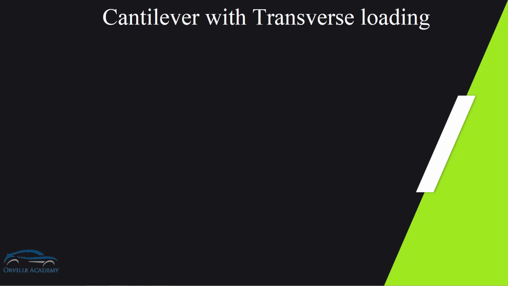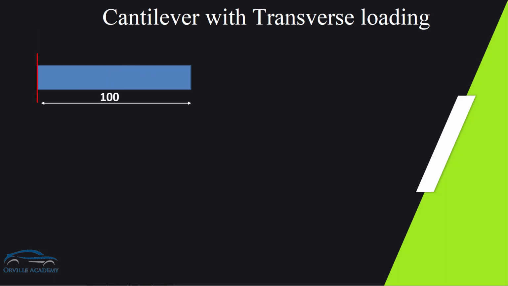In this session, we will talk about the cantilever beam with the transverse loading. So let us say here we have the cantilever beam where one end of the beam has been fixed. The length of the beam is 100 mm and the cross section is circular with a diameter of 10 mm. At the free end, a force of 10,000 Newton has been applied in the transverse, or we can say in the vertical direction. And in this problem, we are interested in finding out the bending stress as well as the displacement at the free end.